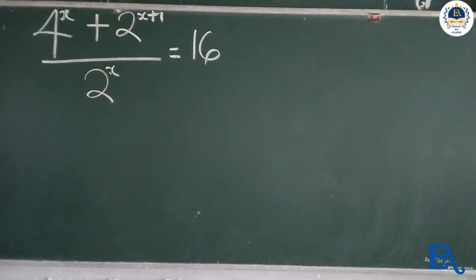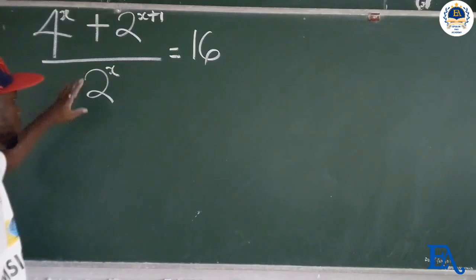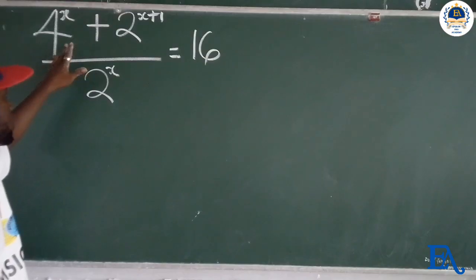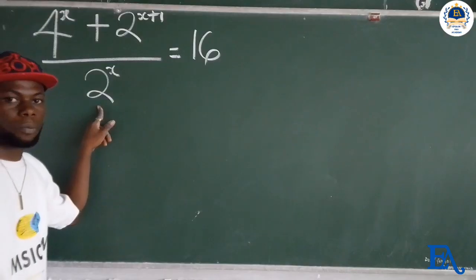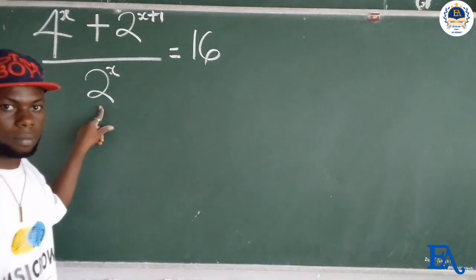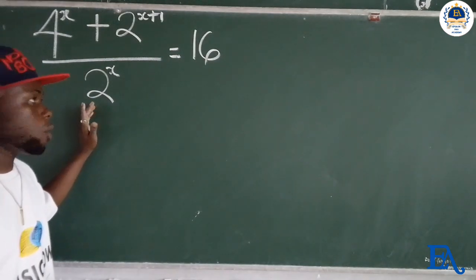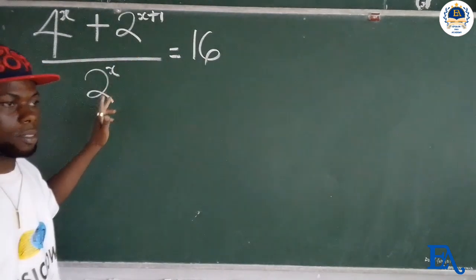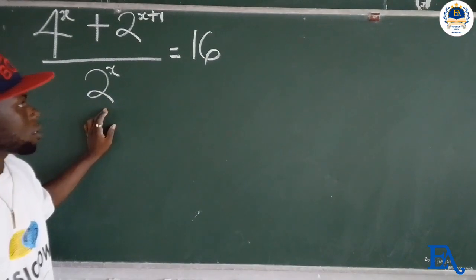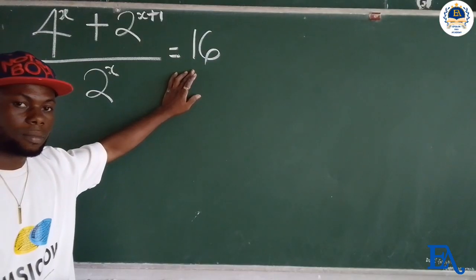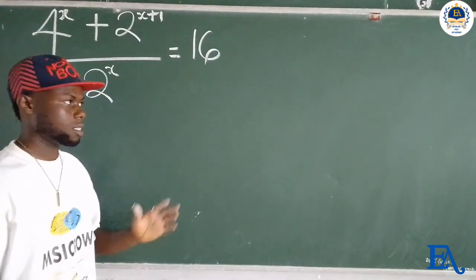In this question on the board, at the left hand side, numbers are being divided by another number. That means there's a fraction in the left hand side where we have numerator and denominator. But in the right hand side, we have just 16. Now, this is how to approach this fraction at the left hand side.